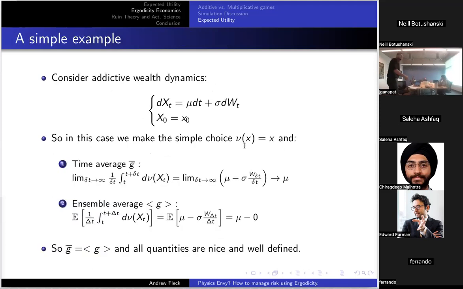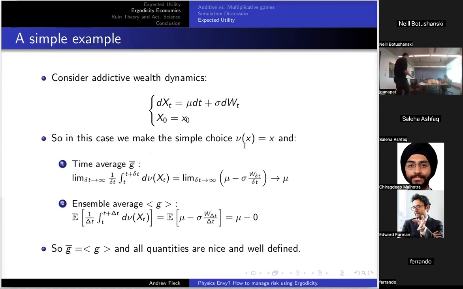So a couple of examples. We can start with just a simple Brownian motion. This is our additive dynamic. And of course, if we choose our linear utility, nu equals X, then our time average and our ensemble average are both equal to mu in this case.